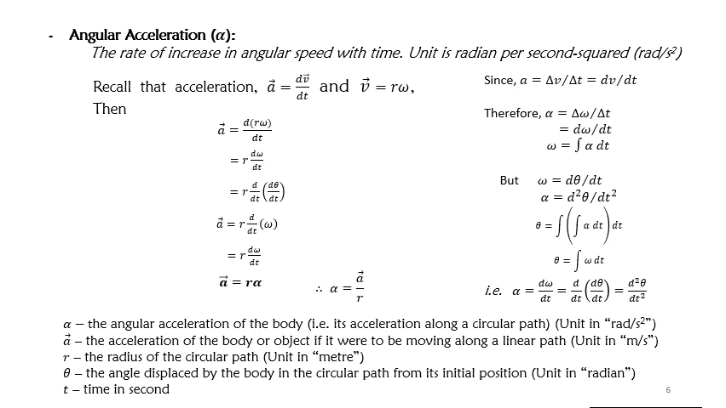Then acceleration too. Angular acceleration, alpha, is equal to increase in angular speed with time, that is angular velocity with time. That is, angular velocity now will be angular acceleration times dt.